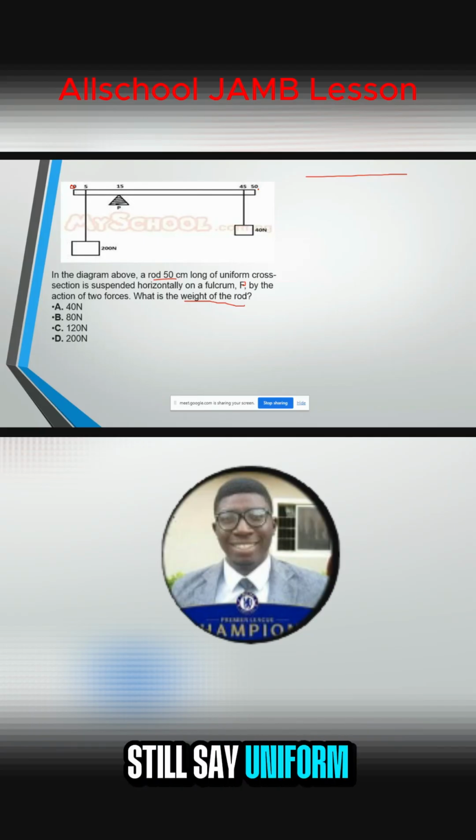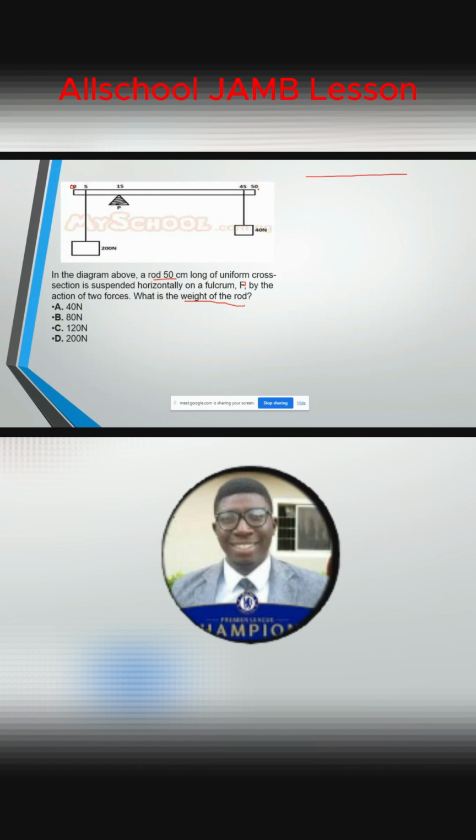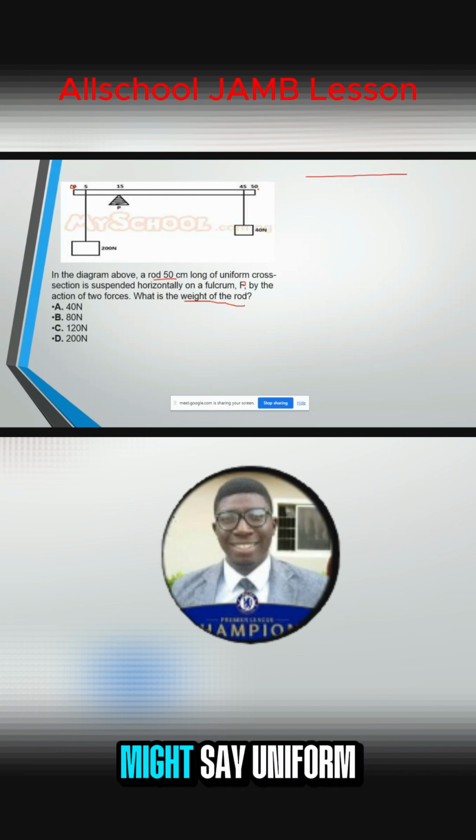But they might still say uniform meter rule and give you the length of that meter rule. Take note. They might say the length of the meter rule is 80. So you know that the center of gravity or the center of mass is 40. Alright, so let's move on.